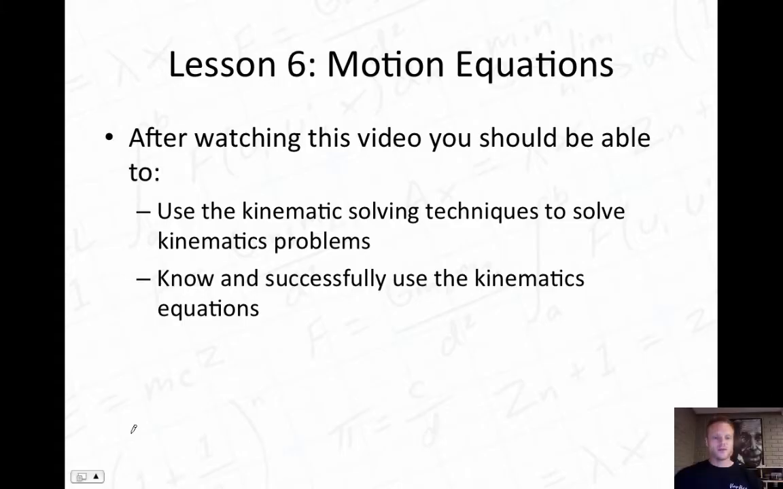In today's video, we will be talking about the motion equations. After watching this video, you should be able to use the kinematic solving techniques that are discussed in this video to solve kinematic problems, and then know and successfully use the various kinematic equations that will be presented in this video.